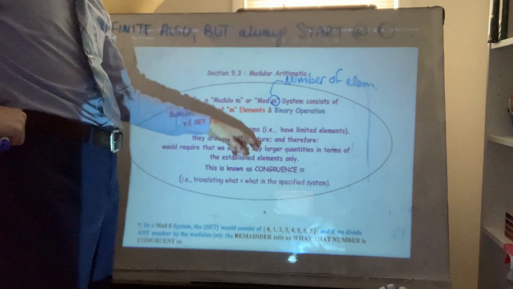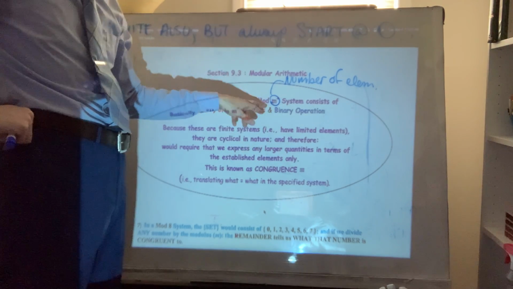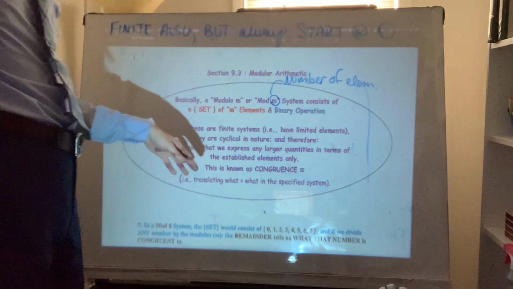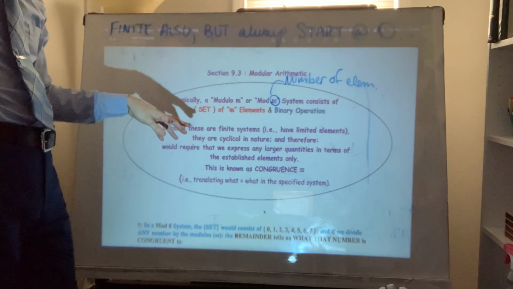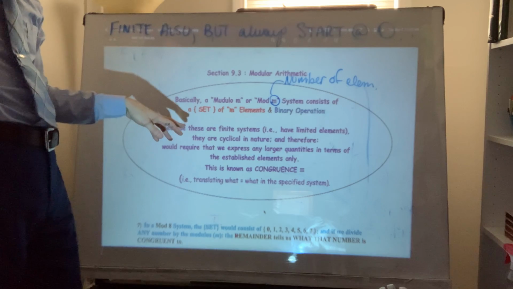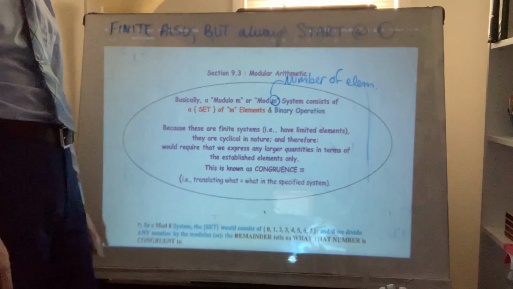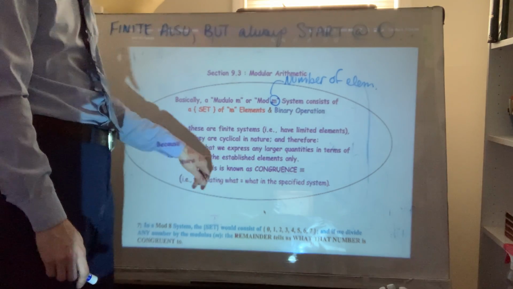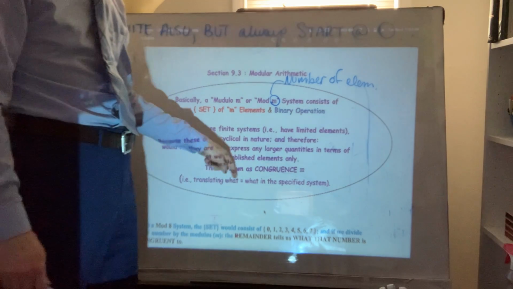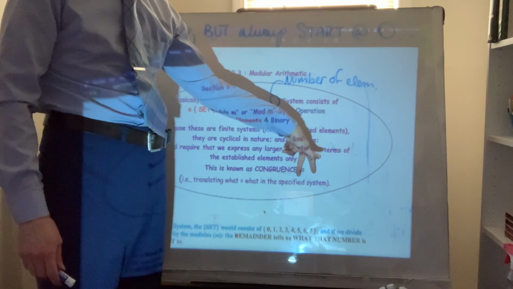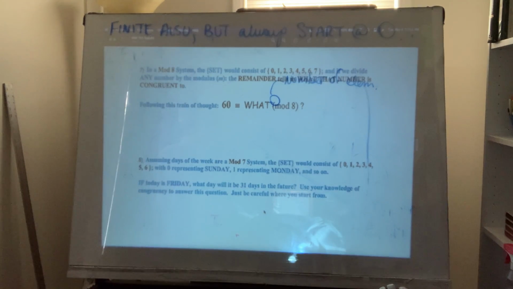they are cyclical in nature, and therefore would require that we express any larger quantities, something larger than the modulus maximum. Really, technically, isn't even the maximum, it's just shy of that. We express larger quantities in terms of the established elements only. This is known as congruence, and we use this symbol which looks like a glorified equal sign. All right, translating essentially what equals what in the specified system. Okay, so here's 2 examples to illustrate this. Problems. All right.